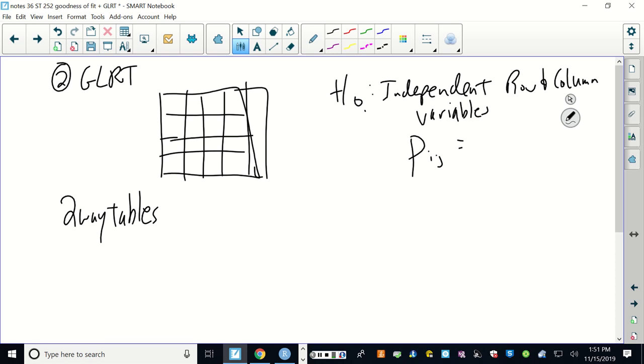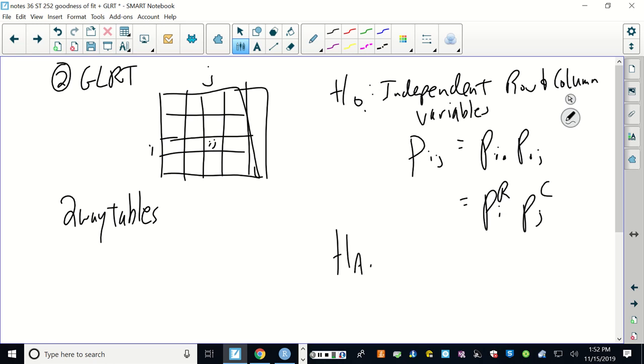The probability that you're in row i, column j. So here's an i, and here's a j, and here's my ij spot. It is the probability you're in the ith row times the probability you're in the jth column. I also sometimes wrote this with an R subscript for the row and a J subscript for the column. There are different ways people present this, but it's multiplicative. The chance that you're simultaneously in a certain row and column is the product of the two probabilities because of the independence. And so the alternative is not independent.